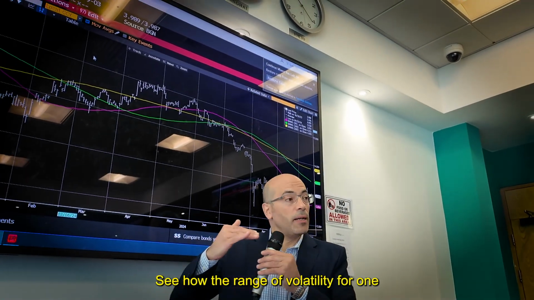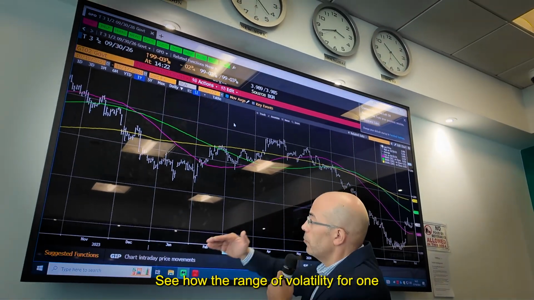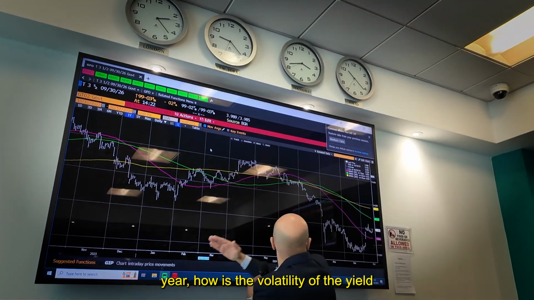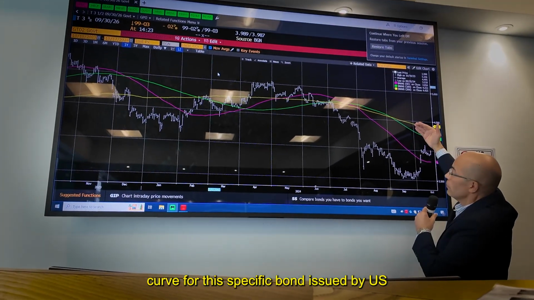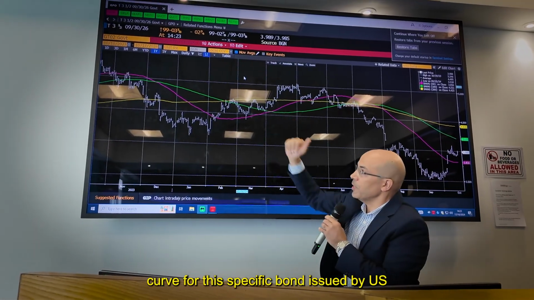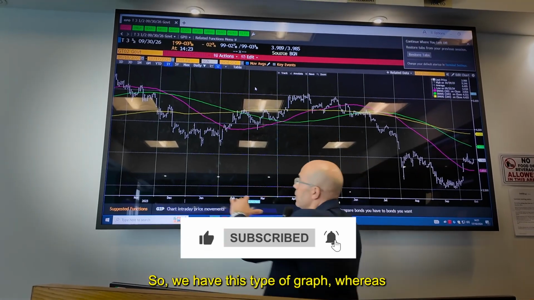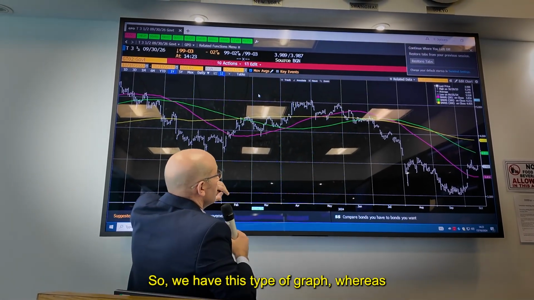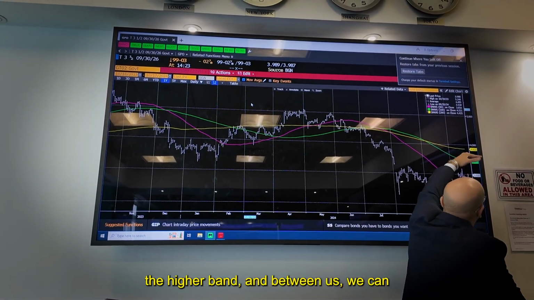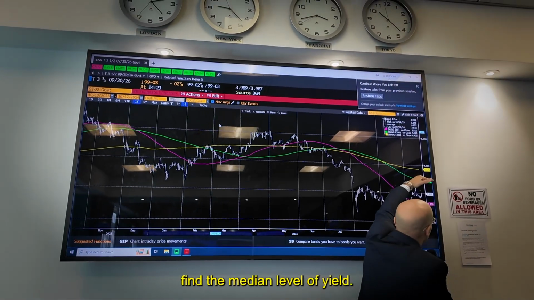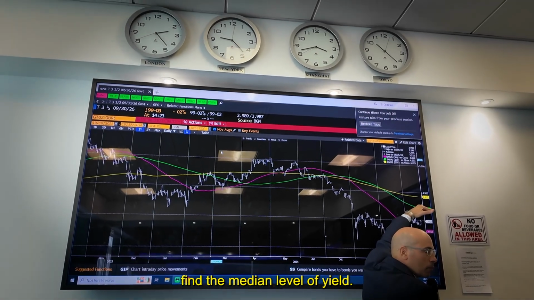See how the range of volatility for 1 year, right? How the volatility of the yield curve for this specific bond issued by the US government. So we have this type of graph, whereas to understand the lower band of yield and the higher band, and between us we can find the median level of the yield. Okay.